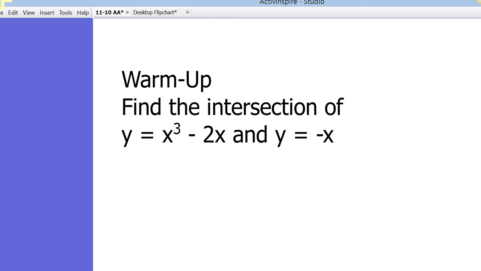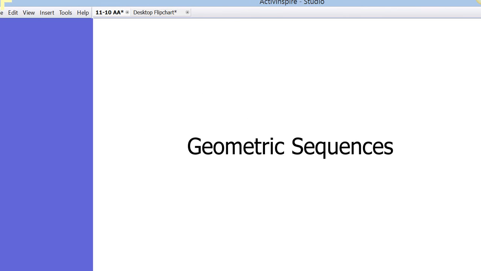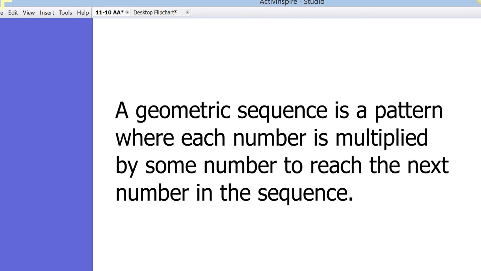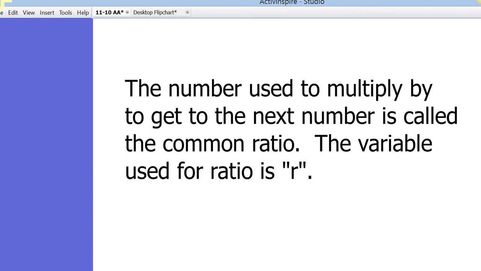Alright, cool. So, let's start with our notes. We're going over geometric sequences first. Alright? So, a geometric sequence is a pattern where each number is multiplied by some number to reach the next number in the sequence. So it's a pattern of multiplication. Next, the number used to multiply by to get the next number is called the common ratio.